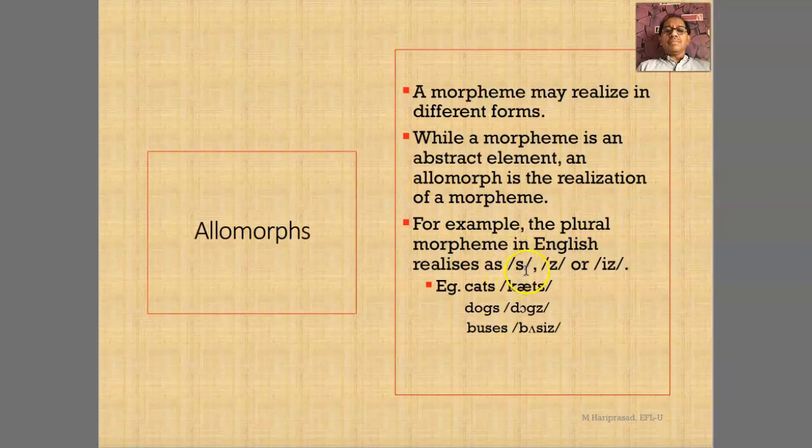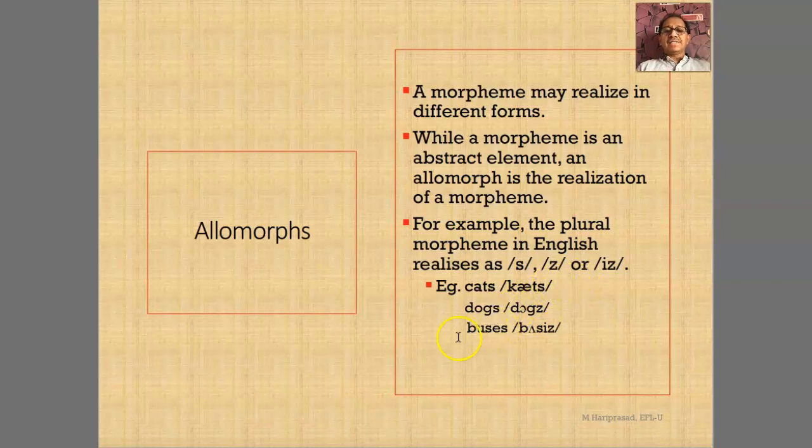The plural morpheme is realized as s when the word ends with a voiceless sound. The word cat ends with the sound t. T is voiceless, so the plural is s, cats. When the word ends with a voiced sound, it is z. So you can see dogs. The word dog, g is a voiced sound, so the allomorph is z. You pronounce it as z.